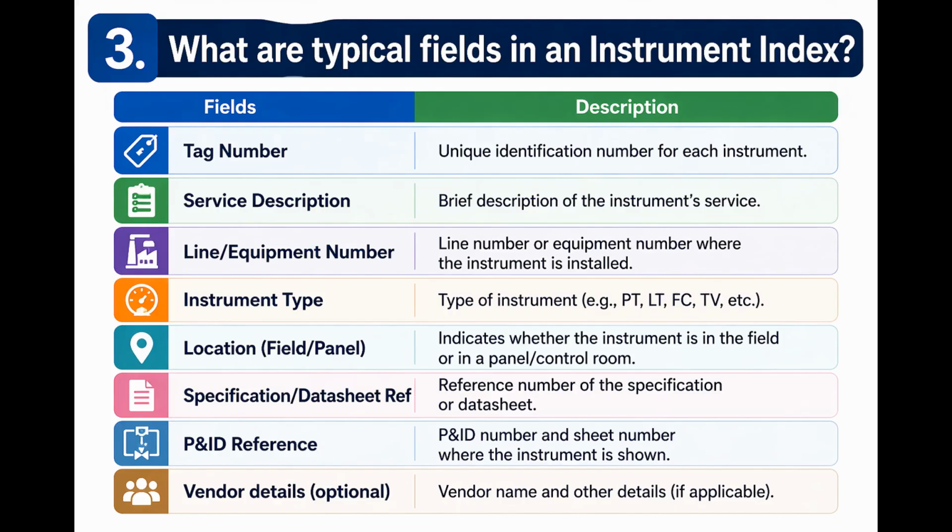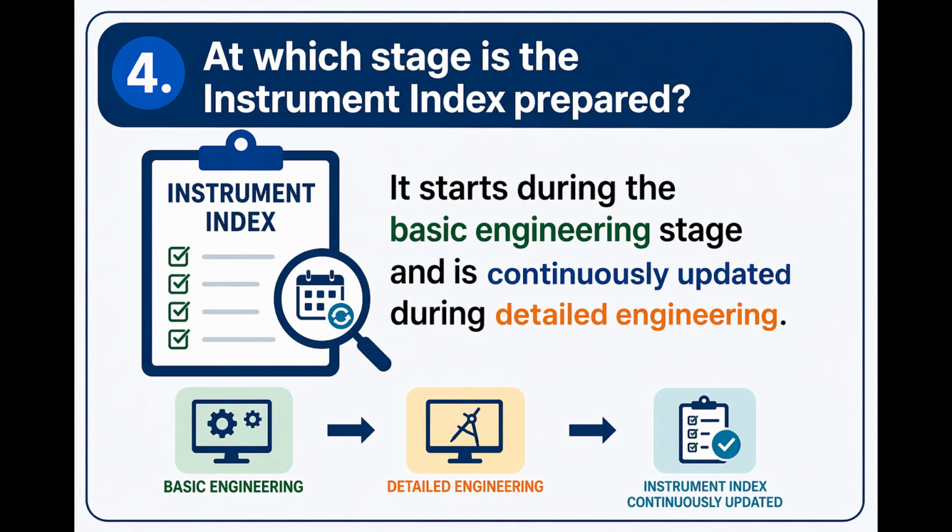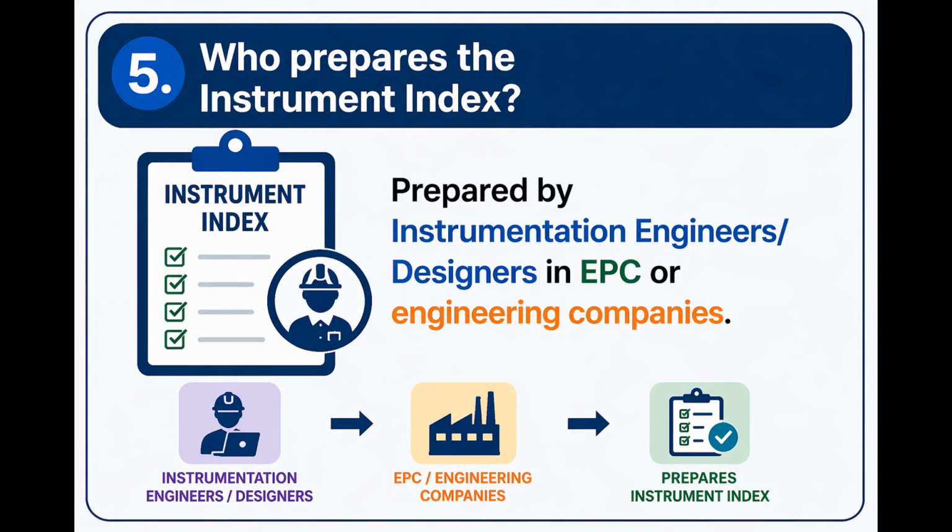What are typical fields in an instrument index? Tag number, service description, line equipment number, instrument type, location, field panel, specification datasheet ref, P&ID reference, vendor details, optional. At which stage is the instrument index prepared? It starts during the basic engineering stage and is continuously updated during detailed engineering. Who prepares the instrument index? Prepared by instrumentation engineers, designers in EPC or engineering companies.